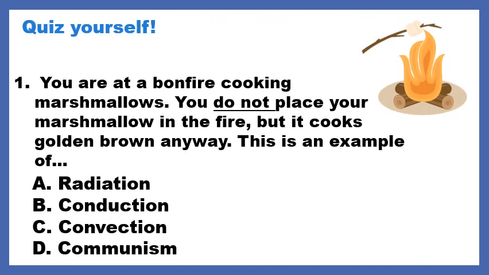Okay, let's end with a quiz. You are cooking at a bonfire after social distancing. You're cooking marshmallows. You do not place your marshmallow in the fire, but it cooks golden brown anyways. This is an example of A, radiation, B, conduction, C, convection, or D, communism. 5, 4, 3, 2, 1.